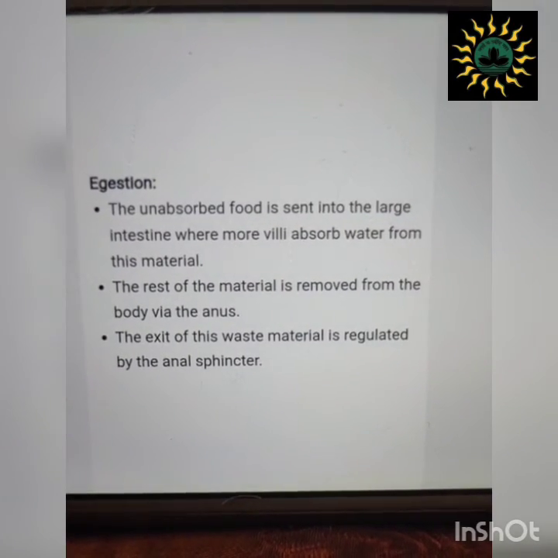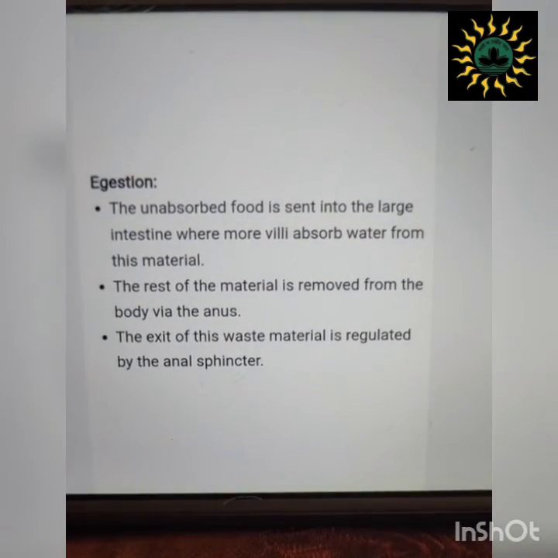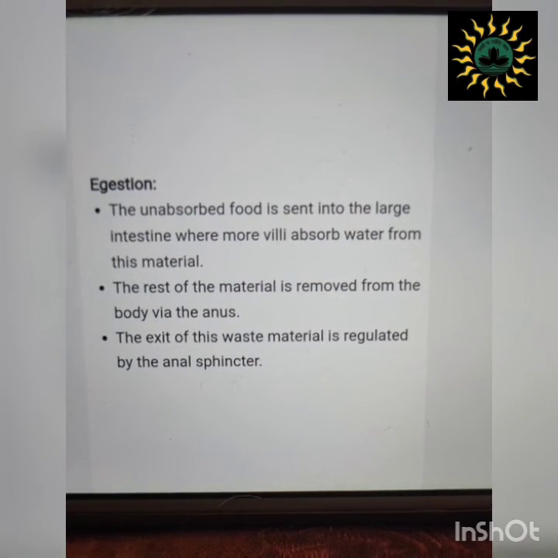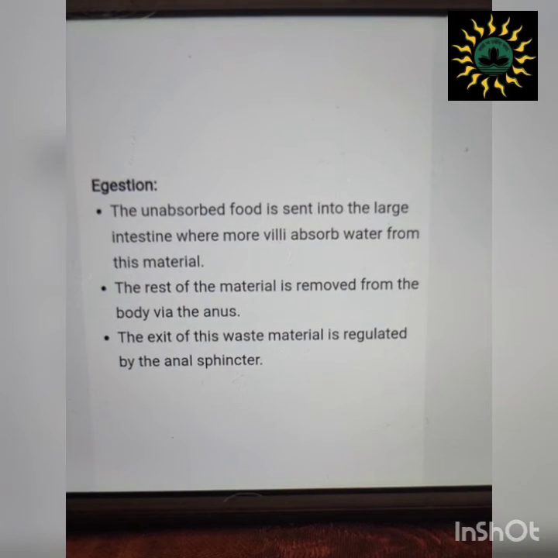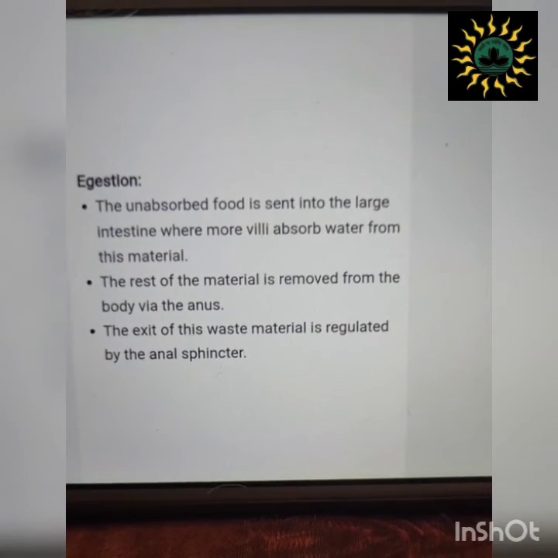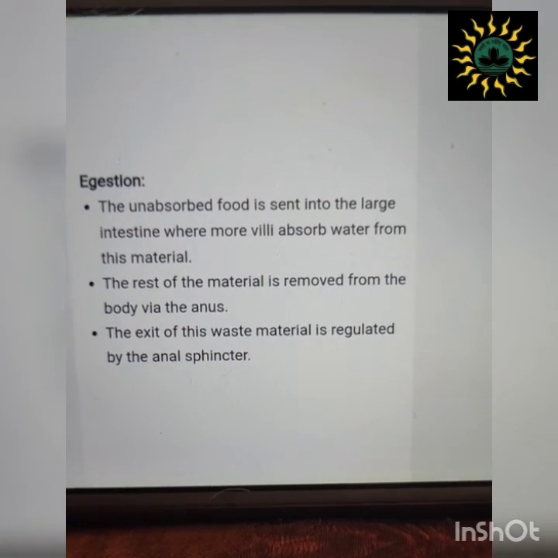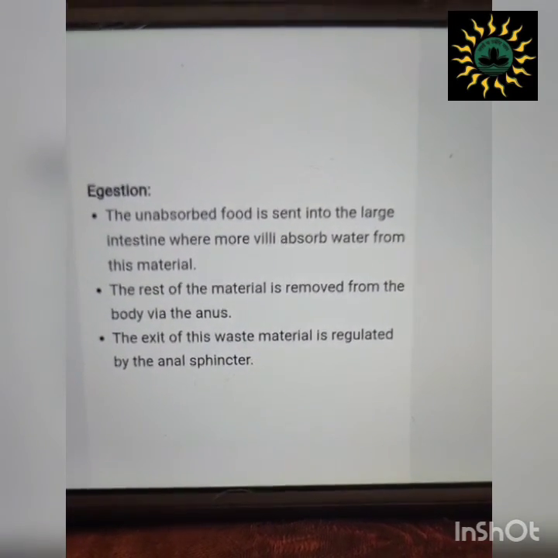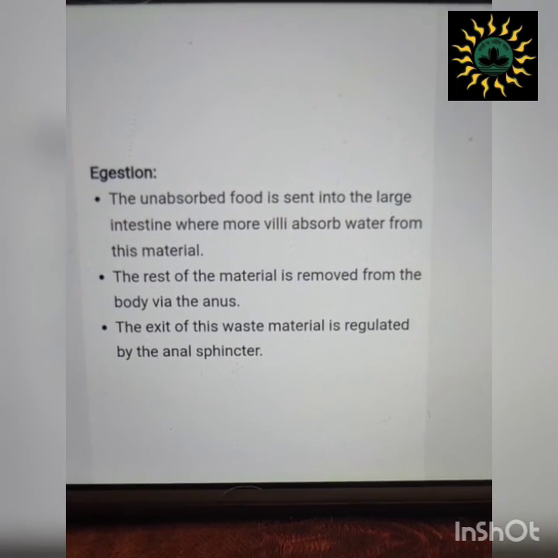And finally, the unabsorbed food is sent to the large intestine, where the rest of the water is absorbed, and finally the rest of the material is removed from the body via the anus. This exit is controlled by the anal sphincter, which opens and closes to regulate the release of feces, and this process is known as defecation. This is how nutrition takes place in animals, in heterotrophs.